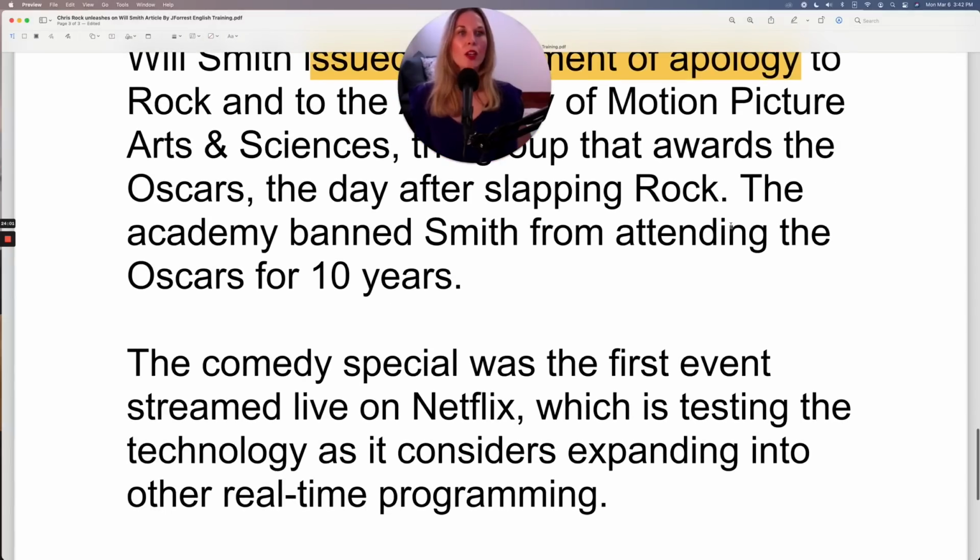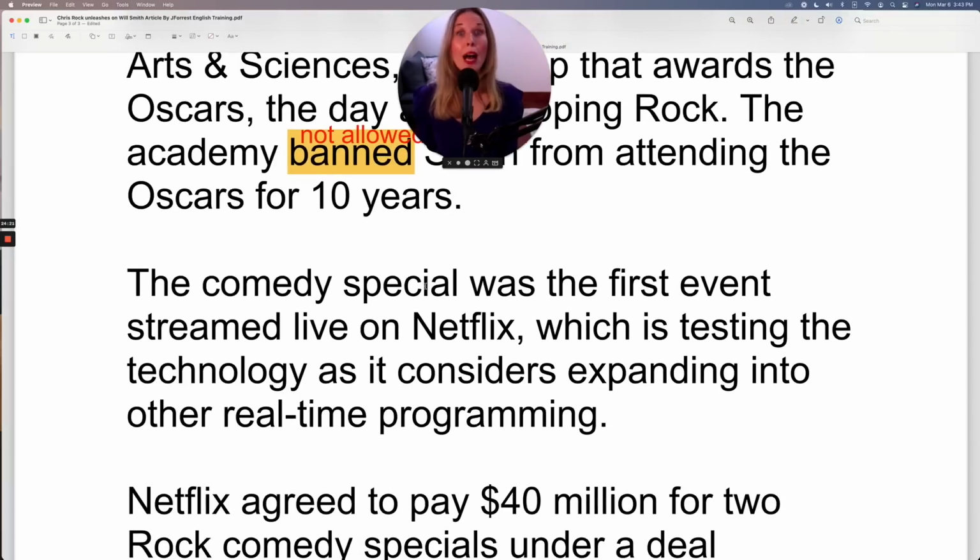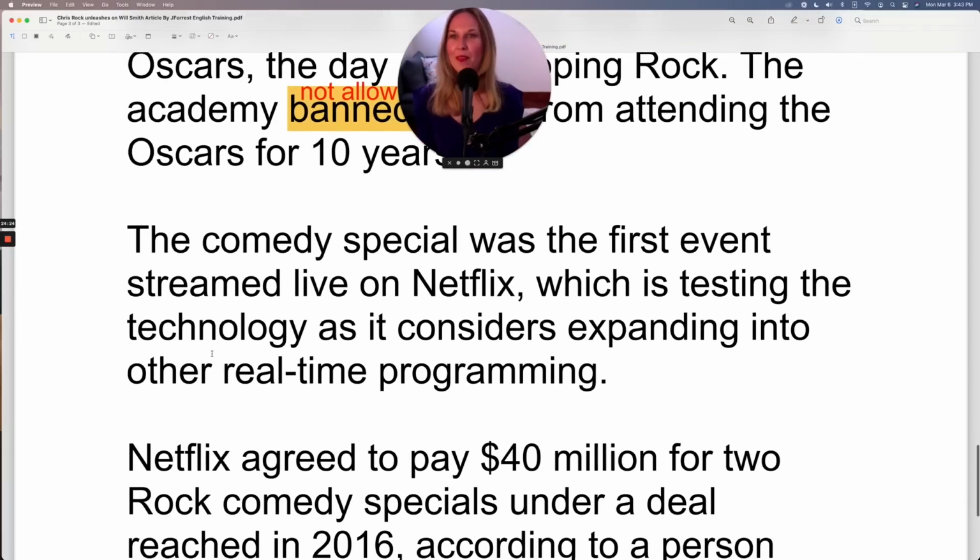Let's continue on. The Academy banned Smith from attending the Oscars for 10 years. So because he was banned, he is not allowed to attend the Oscars for 10 years. That's his punishment for slapping Chris Rock. The comedy special was the first event streamed live on Netflix. Remember, the name of that comedy special was Selective Outrage. So that's the comedy special. That hour-long special, Selective Outrage, was the first event streamed live on Netflix.